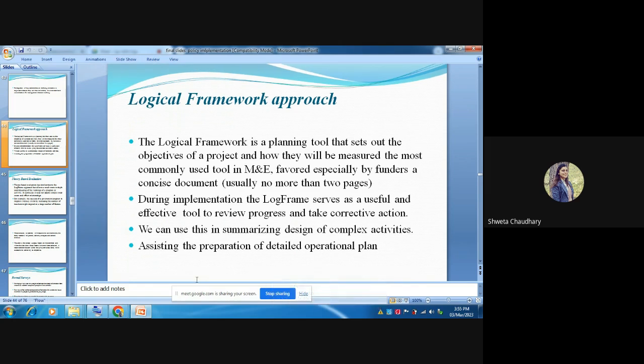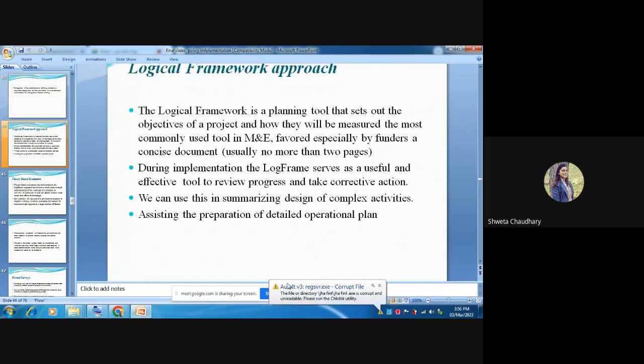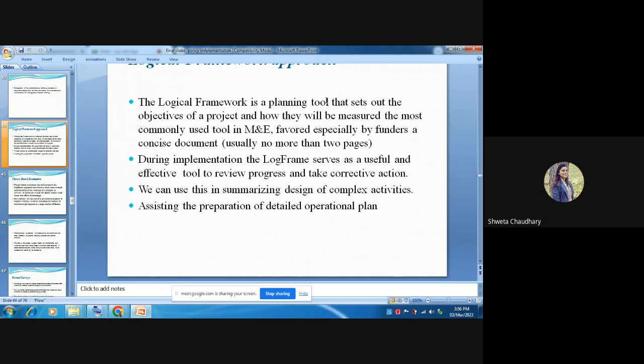In this, we summarize the designs of complex activities, assist the preparation of detailed operational plans, and provide an objective basis for activity review, monitoring, and evaluation. So whatever complex activities are being taken up, how they are being taken up, the detailed operational plan is shown in the log frame approach.